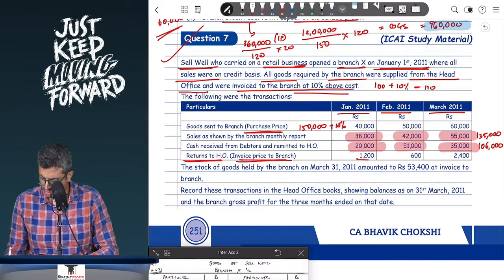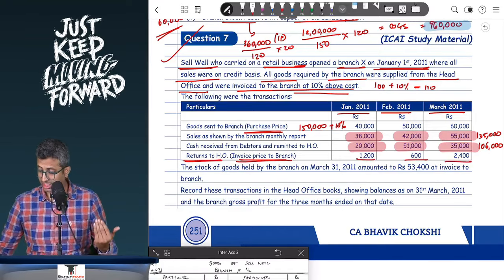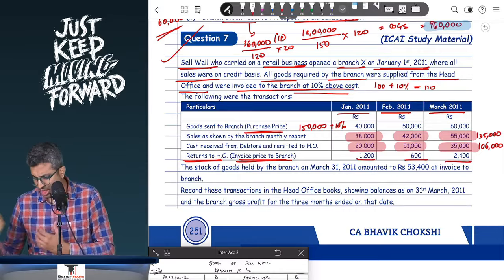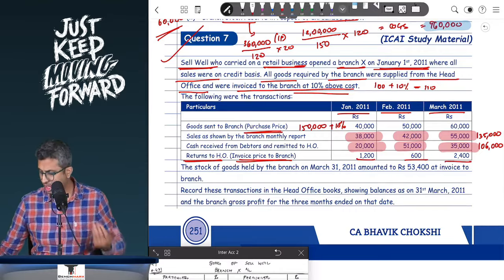Invoice price to branch 1, 2 and 3. Acha, there is a separate 1,200 plus 600 plus 2,400. This is returns to HO. This will reduce my stock and hence I'll have 4,200 on the credit. But this is at invoice price.